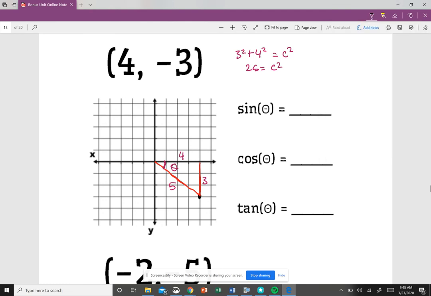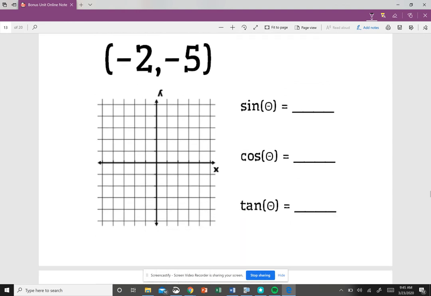Okay, so then sine, you've got to remember this. We've got to remember SOH CAH TOA. So sine is going to be opposite over hypotenuse. So this would be 3 over 5. Cool, that's my sine. Then my cosine says adjacent over hypotenuse. So that would be 4 over 5. And then tangent would be opposite over adjacent, which is 3 over 4. There's my sine, cosine, and tangent of 4, negative 3.